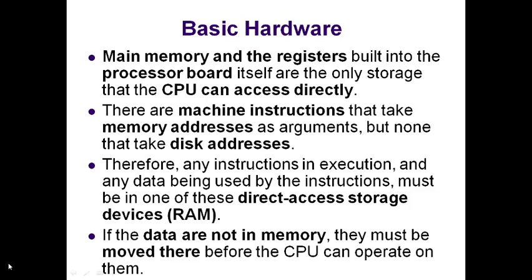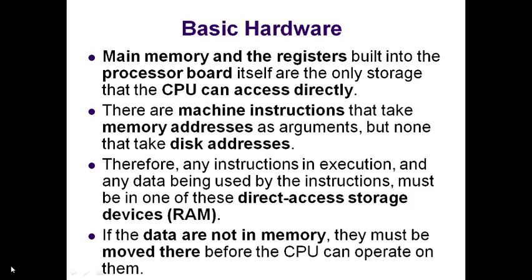In case the data is not in the memory, then it has to be moved into the memory before the CPU can work on it. So this is the basic arrangement. We have a main memory and some number of registers, and the disk acts as a permanent storage but does not play any direct role in the execution of processes. It's only the main memory and the registers that are utilized by the CPU for execution.